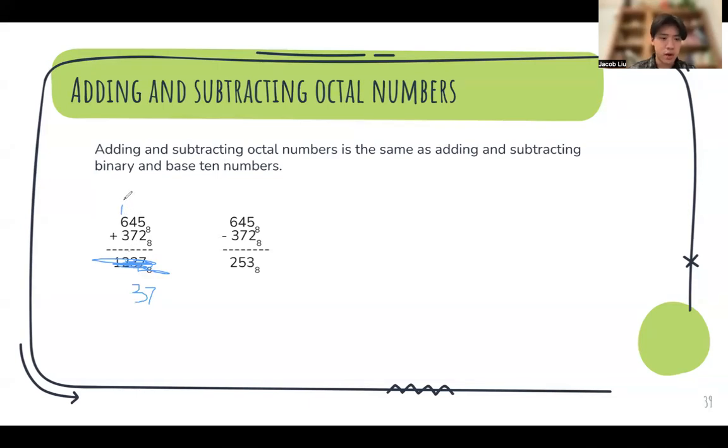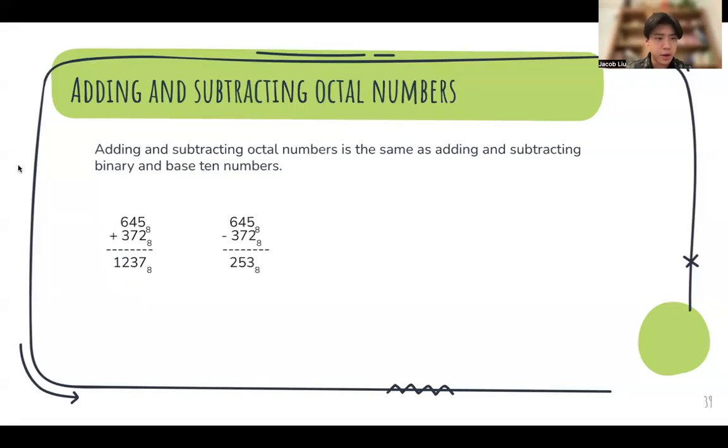Okay, now we have 1 plus 6 plus 3. 1 plus 6 is 7. 7 plus 1 is 1, 0. 7 plus 2 is, so 7. 7 plus 3 is 1, 0, 1, 1, 1, 2. So 1, 2. So the answer is 1, 2, 3, 7 in octal.